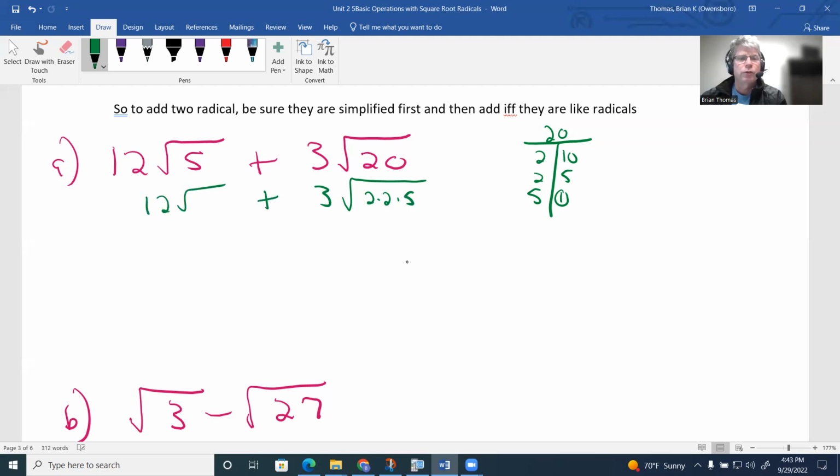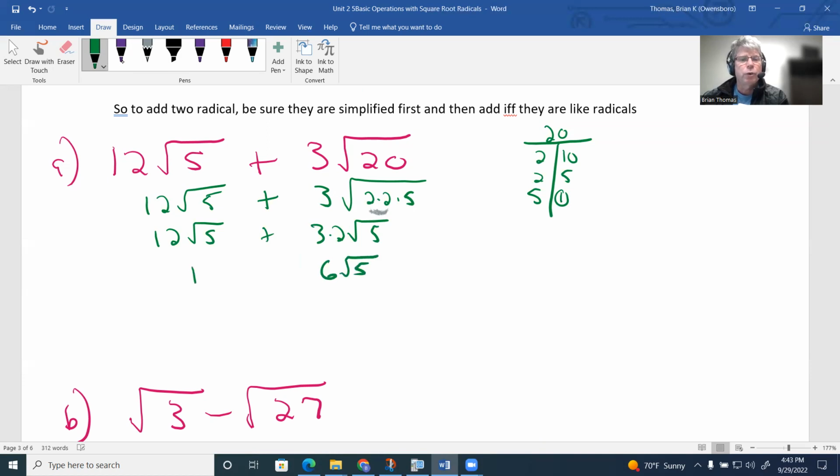So I'm going to bring down the 12 square root of 5 plus the 3 times the square root of 2 times 2 times 5. Notice how we do have a pair of 2's. So that means that 1 2 can come out. So this leaves me then with this 12 square root of 5. And then as I was saying, this turns into 3 times 2. And then the 5 stays inside there. The 3 times 2 can now be multiplied together. That's going to give me 6 square root of 5.